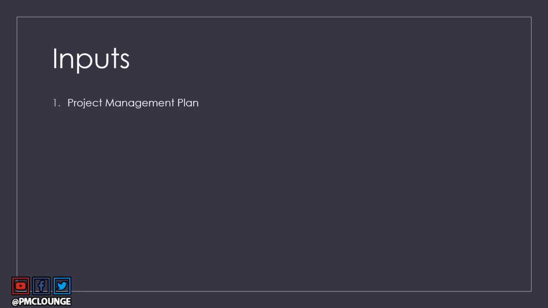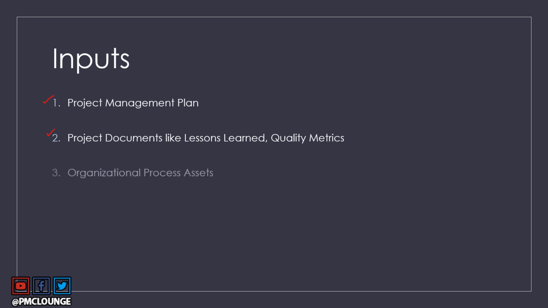Project management plan, we've already covered. Then you've got project documents, lessons learned, quality metrics, stuff like that. We have already covered this as well. Then you've got organizational process assets. This is also something that we have already covered. So these are the inputs to the managed quality process. That's the reason why I don't cover inputs, tools and techniques and outputs for every process, because that would be a mere repetition of these concepts which we have already covered in the past.